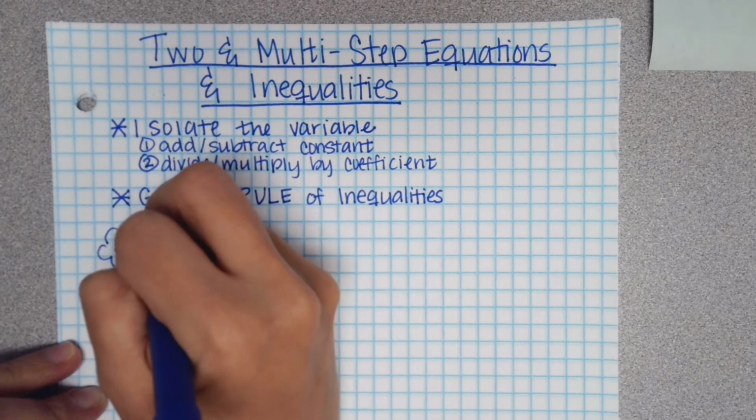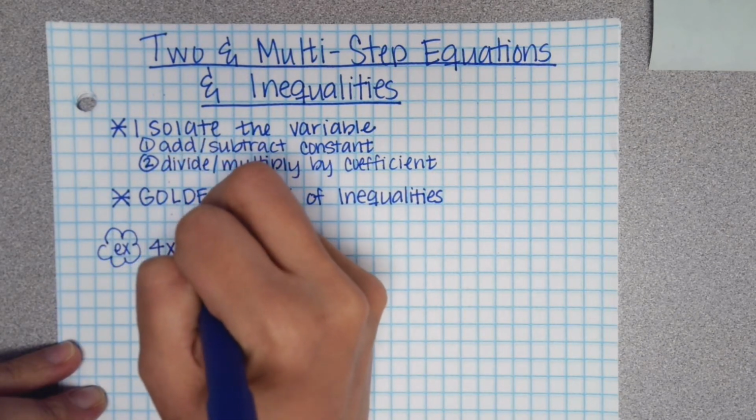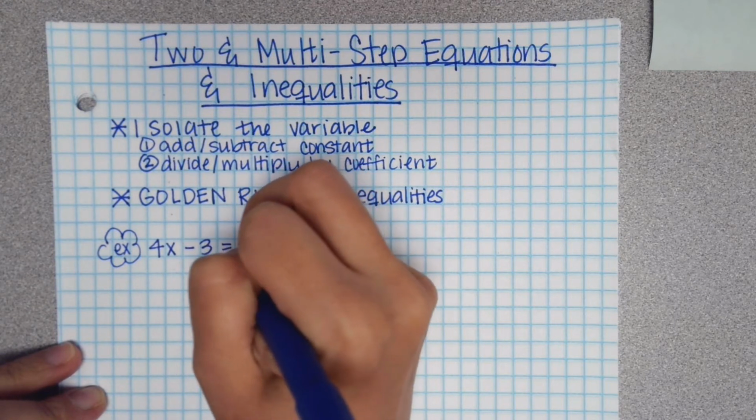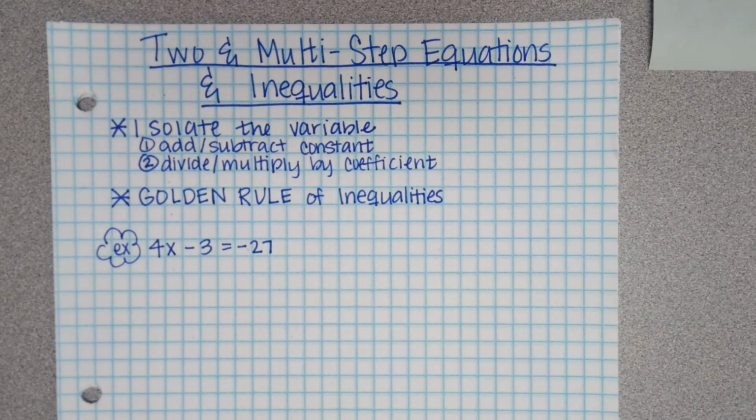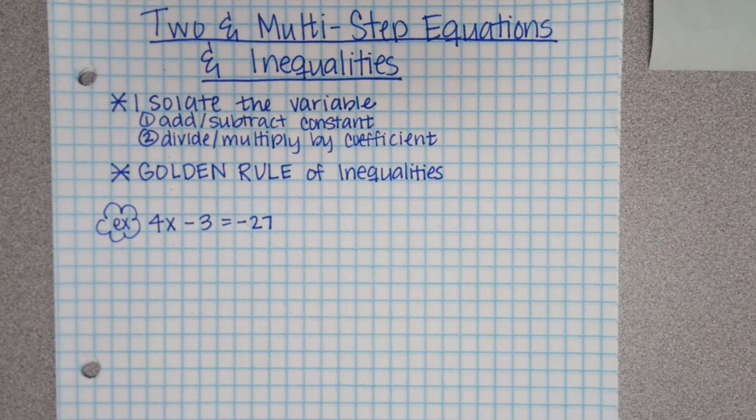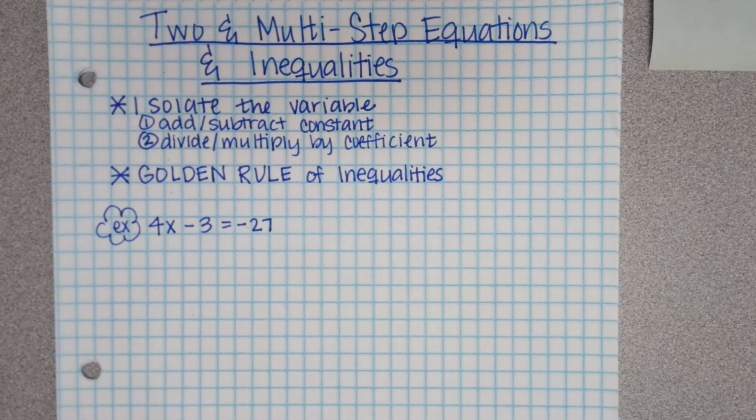So my first example, 4x minus 3 equals negative 27. All right. What is my first step to isolate the variable?